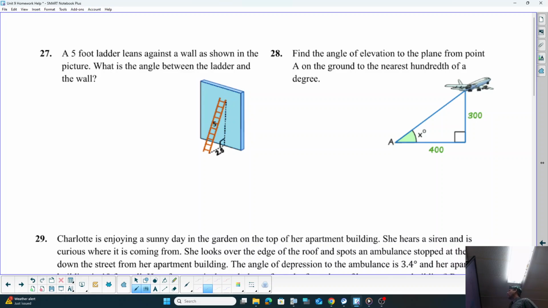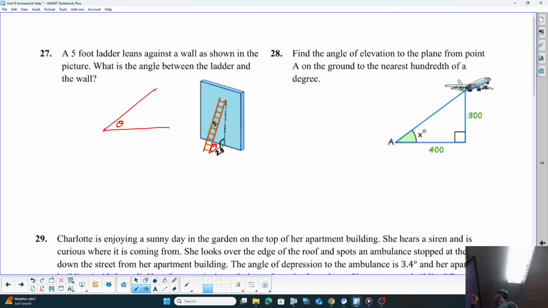So you've got a 5-foot ladder leaning against a wall. We want you to try it on your own. What is the angle between the ladder and the wall? So they're asking for theta right there. What's that angle? So you've got your ladder. They want to know what that angle is.